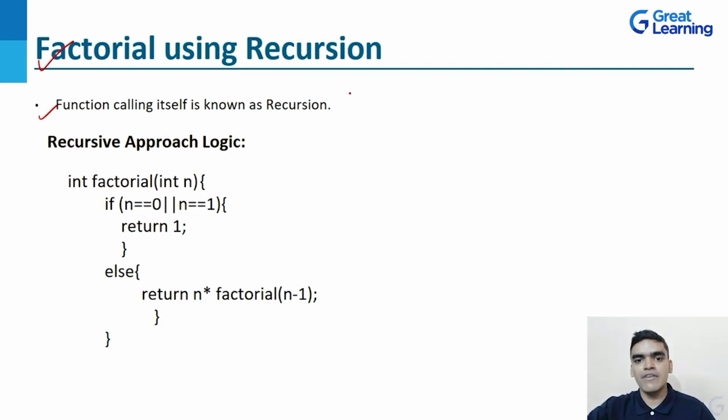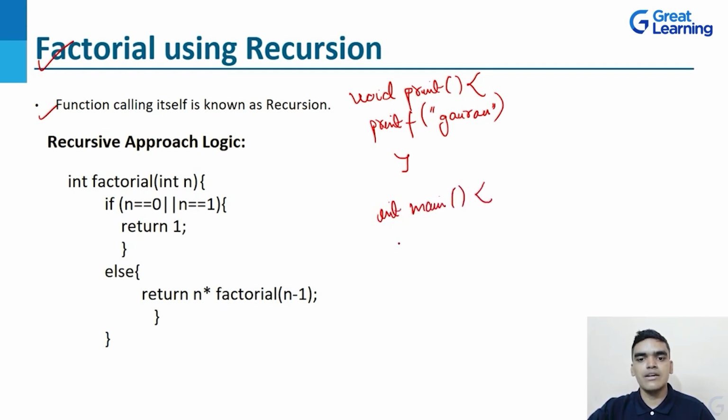Suppose that I have my function, let's say void print, this is my function name, and inside this function I am printing, let's say Gaurav, and after that I am creating the main method, and inside this main method I am calling my function. As you know, execution will start from the main function, so here I am calling my function. If I call my function here, it will print Gaurav. So this is a normal flow, right?